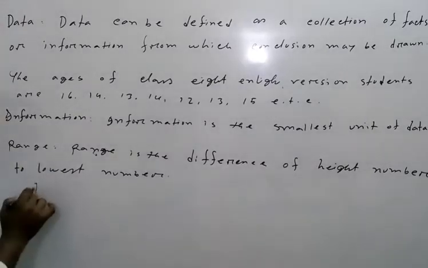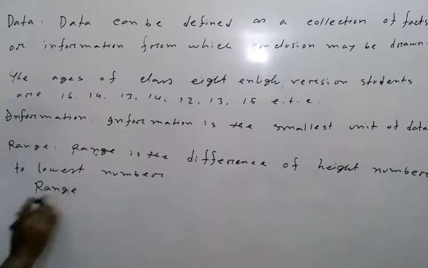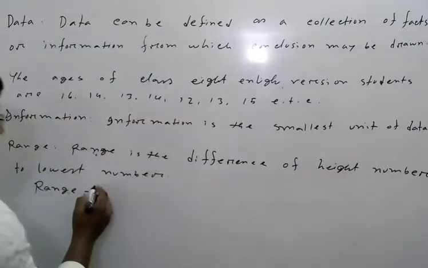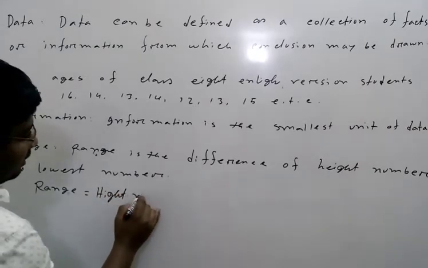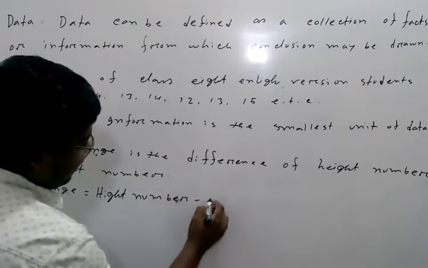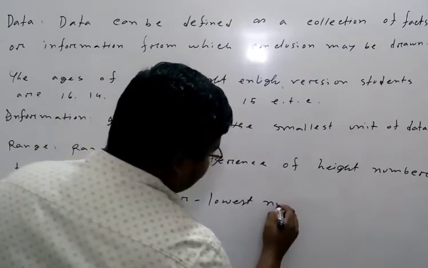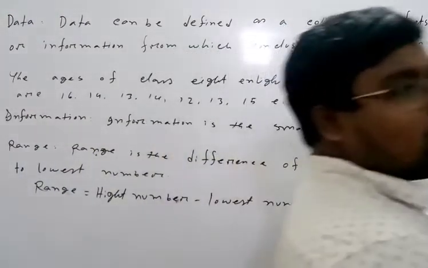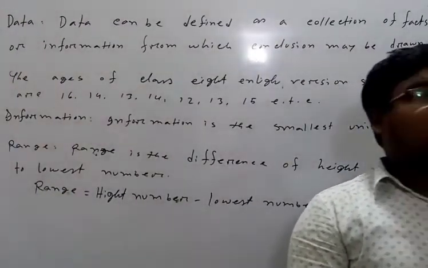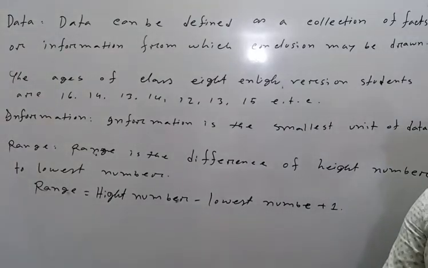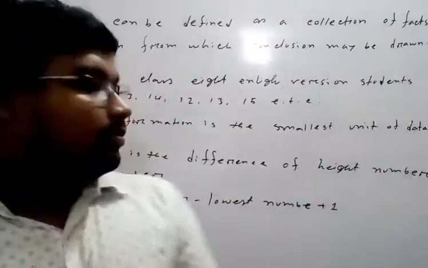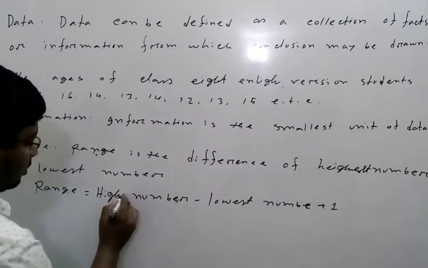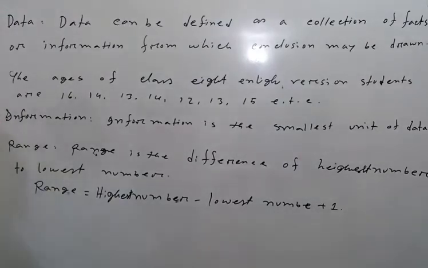The formula of range is: range equals highest number minus lowest number plus 1. This is the formula of range. If you find out the range of a data, then highest number minus lowest number. Understand, my students?